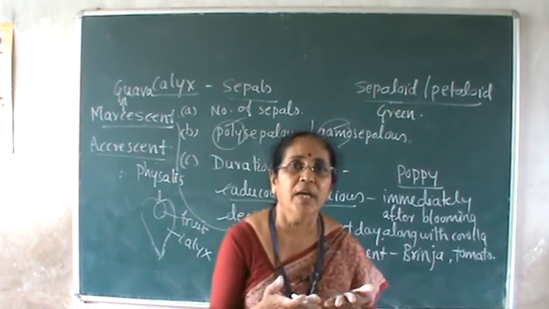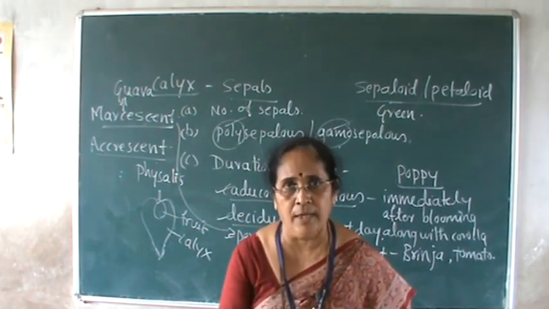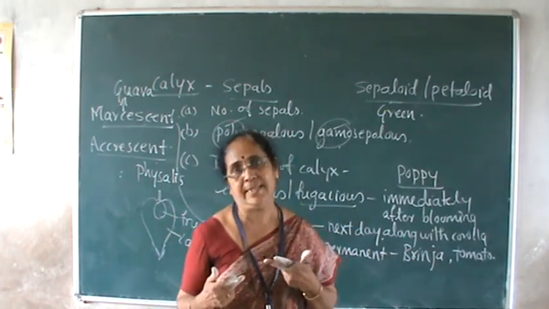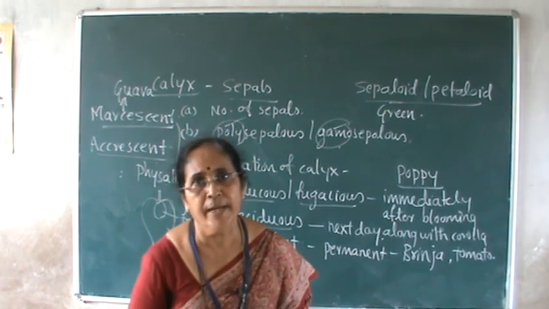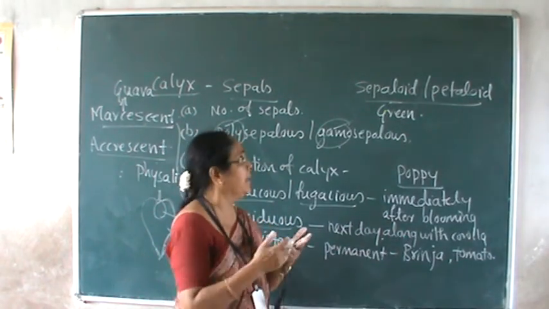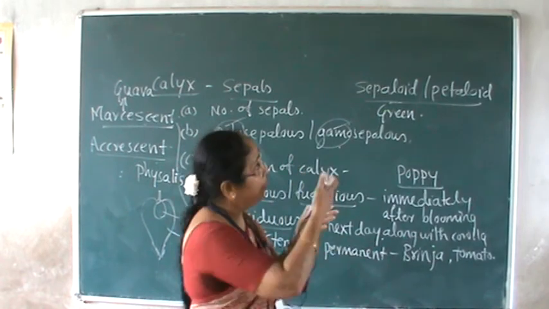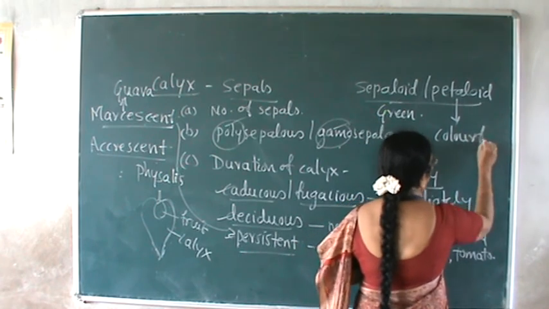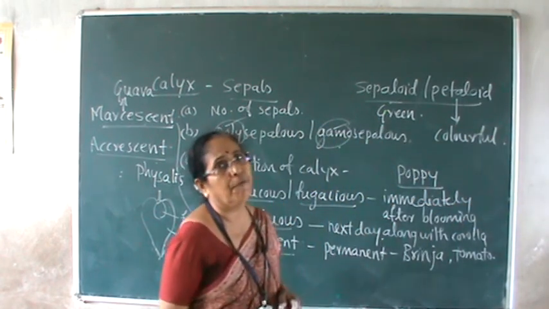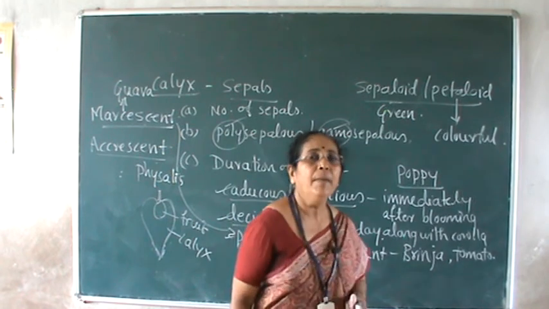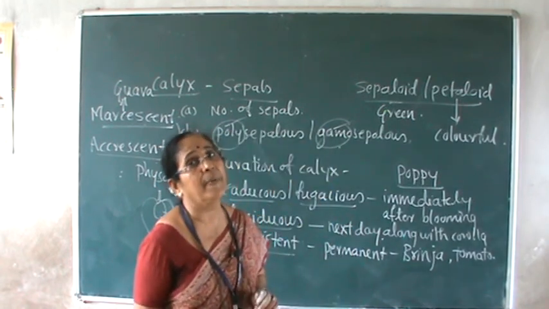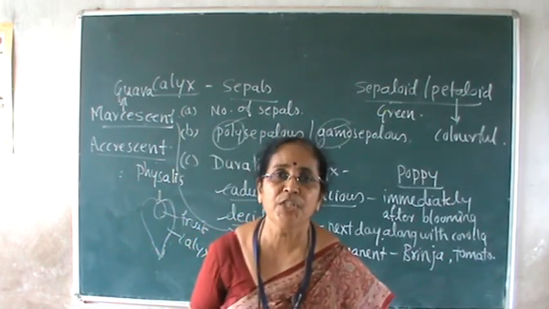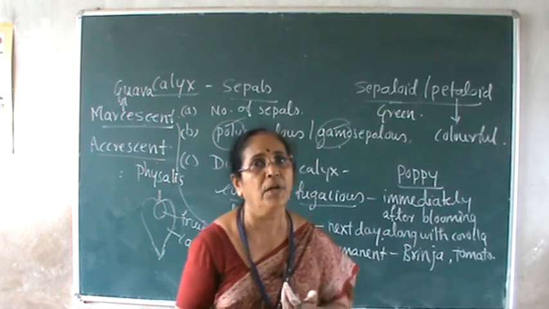Suppose instead of remaining green, it has developed color. It has become colorful, because color is a characteristic property of petals. Petals are brightly colored in nature. If the calyx is petaloid, it is colorful in nature. If the sepal becomes colorful, then it can be called a petaloid kind of calyx. Then you can make out that it is helping in the process of pollination by becoming a brightly colored part of the flower.